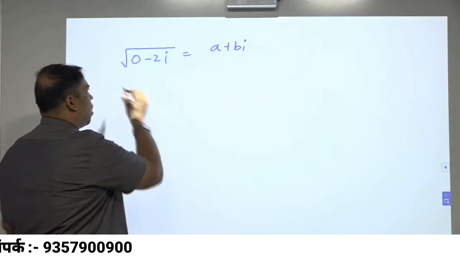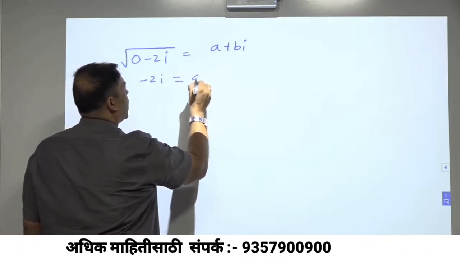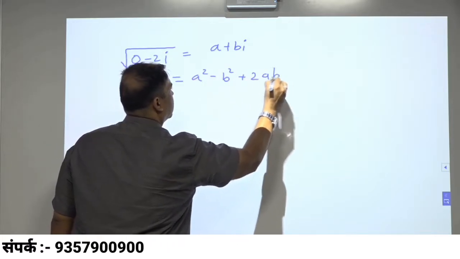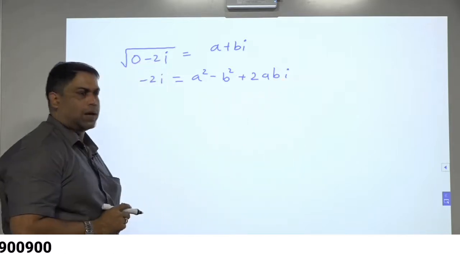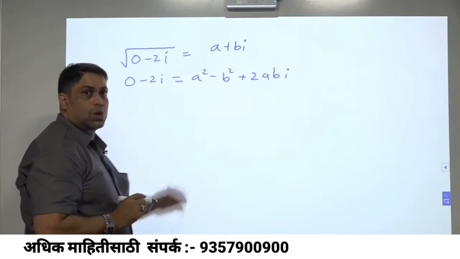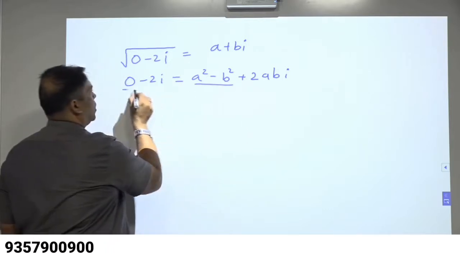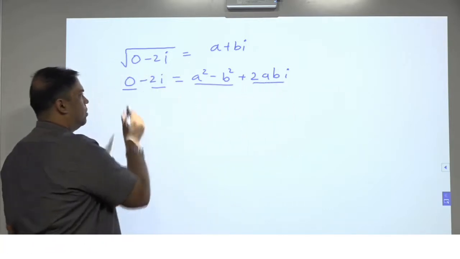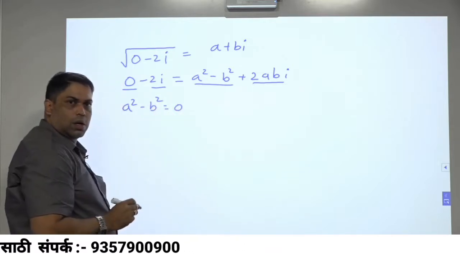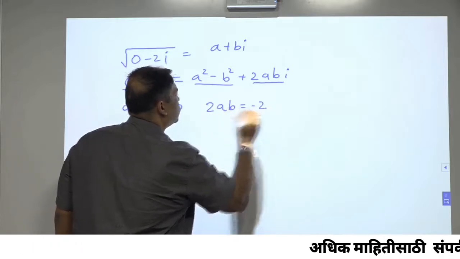Right or wrong? Now on squaring both sides, what I did: 2i is equal to a square minus b square. I am doing it directly, please don't mind. Okay, so a square minus b square. Now this is 0. So now I can equate the terms: real term, imaginary term. So a square minus b square is equal to 0. Got it? And 2ab is equal to minus 2.